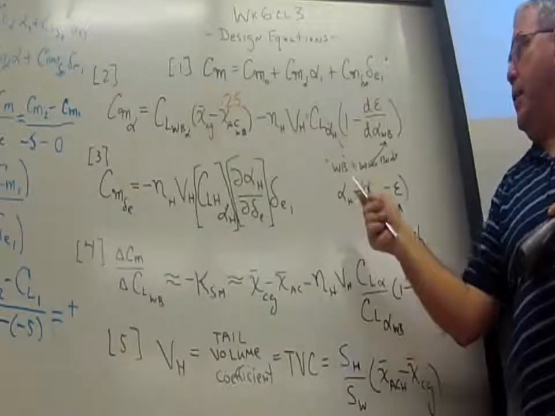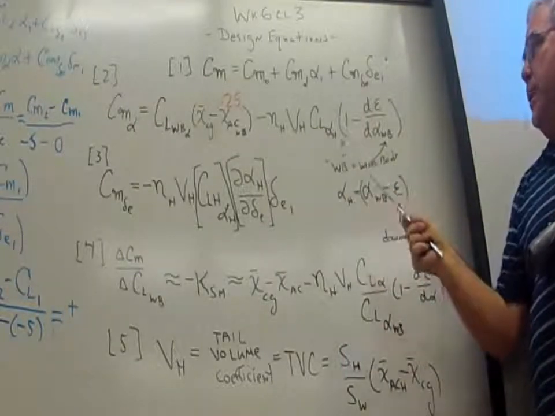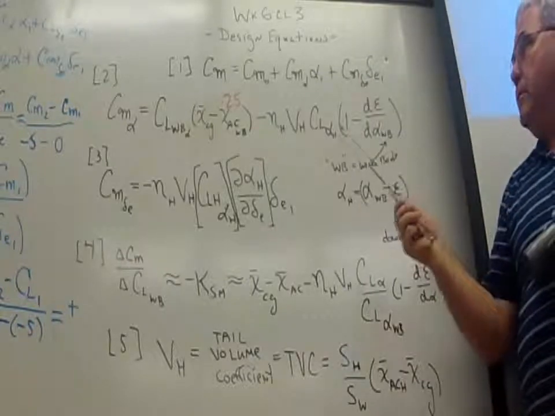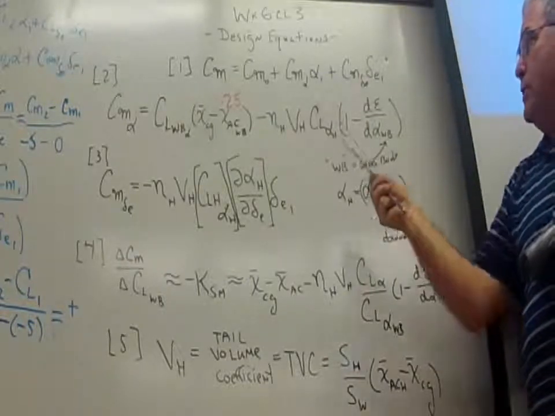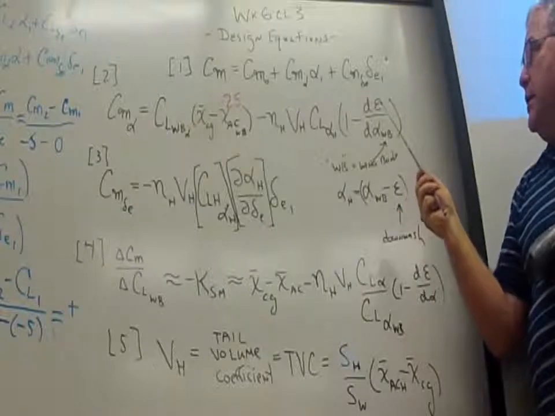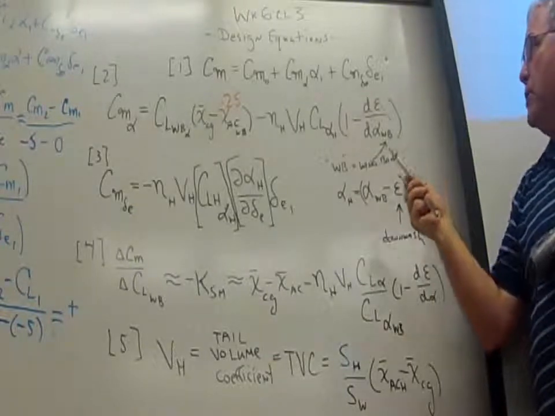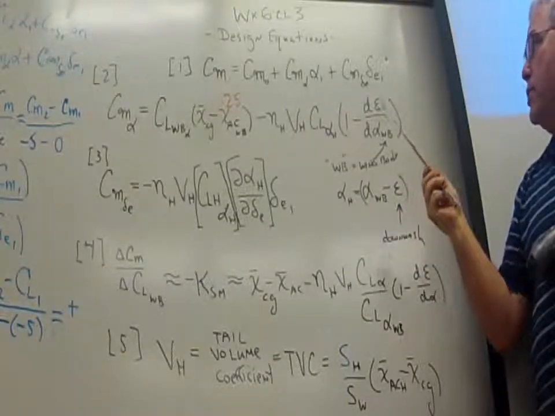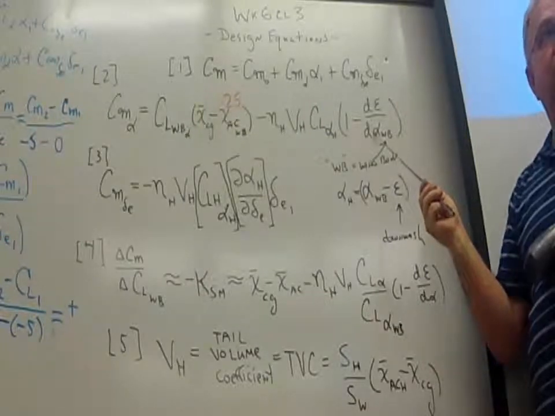So this is the angle of attack slope of the horizontal stabilizer. The H means horizontal stab. So that's your lift curve slope of the horizontal stabilizer. And this dε/dα is downwash. It's the rate of change of downwash as the angle of attack alpha changes.